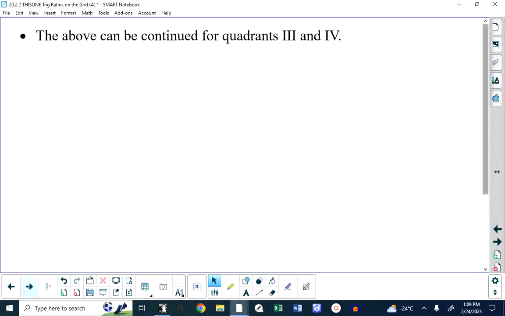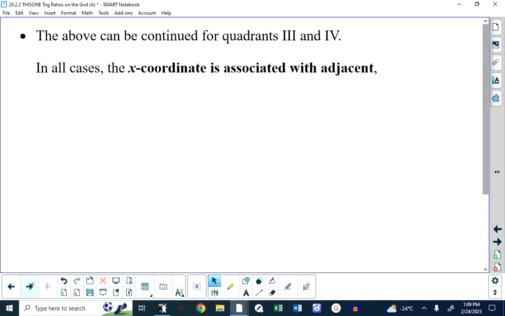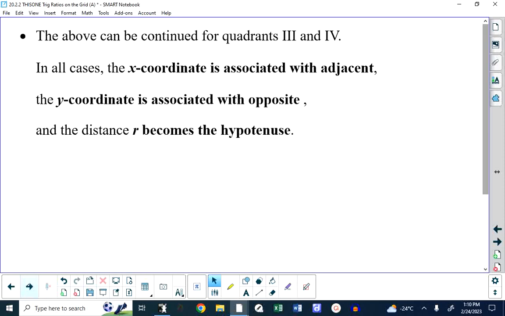And then what I say is, this can be continued, so these are some notes at the bottom of the first page of this lesson. This can be continued for quadrant 3 and 4, and I'm going to show them to you, but we're not going to write them down. Okay? The x-coordinate is always something you connect with adjacent. The y-coordinate is always something you connect with opposite, and r is always the hypotenuse.